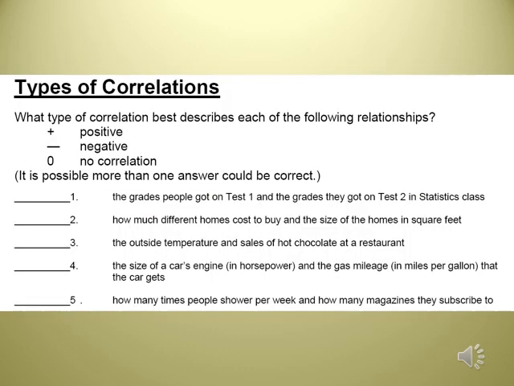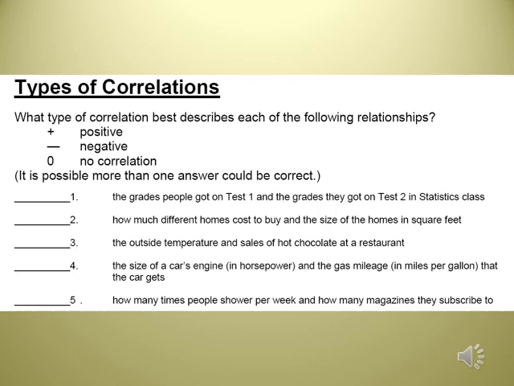I'm going to go through these, and it does turn out some of these are much easier than others. One of the hardest ones on this section is the very first problem, where it says the grades people got on test 1 and the grades they got on test 2 in stats class. The right answer for that is a positive correlation.